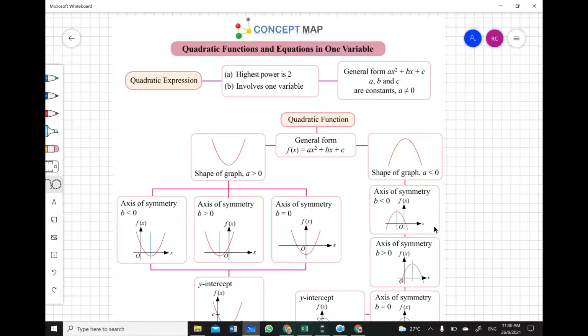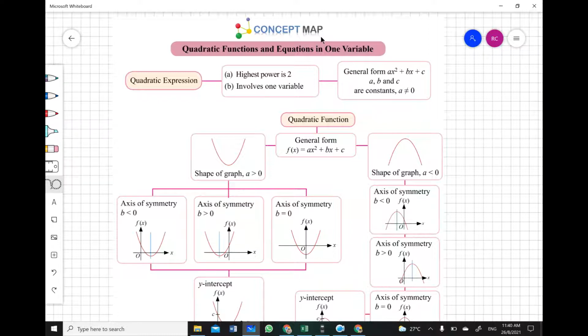Okay, so this is roughly the concept map of quadratic function and equation in one variable. So you know why one variable or not? We have learned this last year. Do you know why one variable? You also learned the quadratic function in additional maths, right? Yes, right.